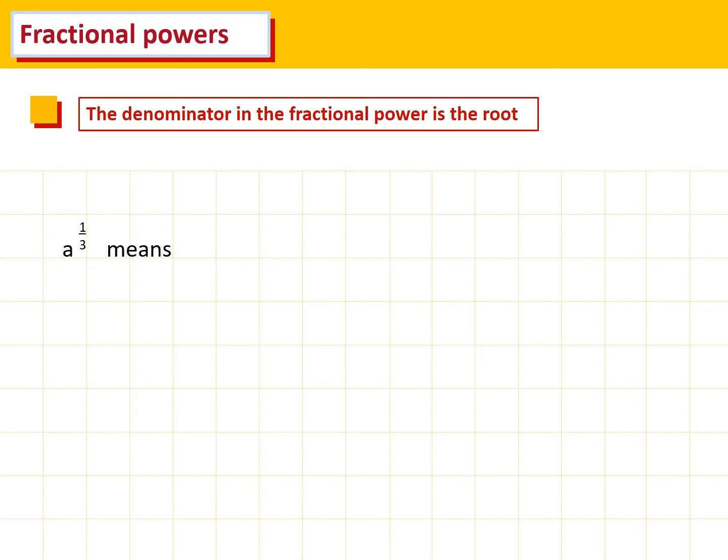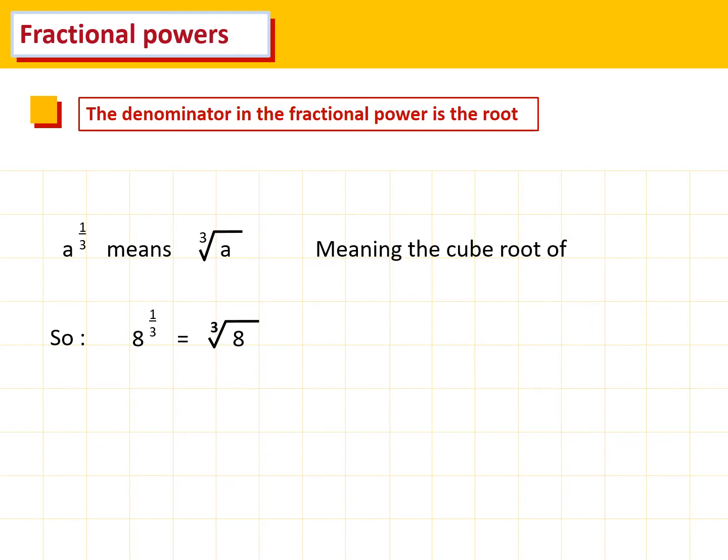A to the power of 1/3, therefore, remember the denominator is the root, therefore it's the cubed root now of a. So 8 to the power of 1/3 is the cubed root of 8, i.e. what number, when we cube it, will give us 8. And if you think about that for a moment, you may well have concluded that the answer is 2.